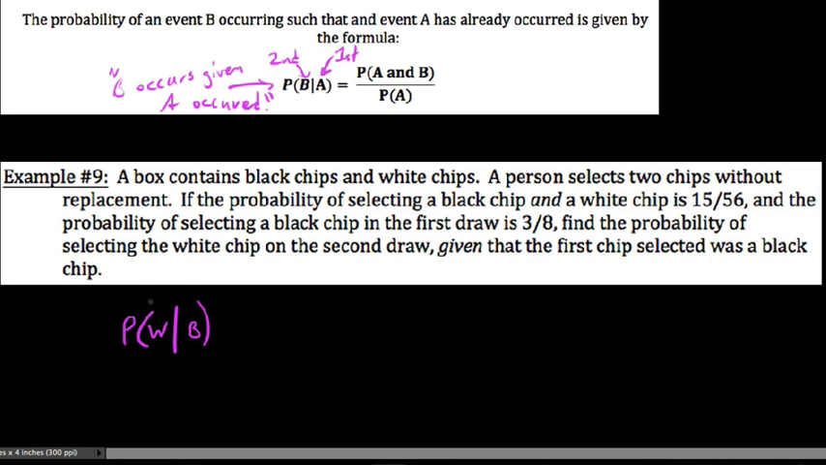Again, I'll point this out to everybody. We're saying, get a white as our second event, given that this first event, black chip, already occurred. Using this formula, we can rewrite this up here. Now I want you to notice this. In the original formula, we say probability of B given that A already occurs, where B is the second event. But when you look at the right side of this formula, you have the probability of the first event and second event, over the probability of first event A. So they switch B and A around in the formula.